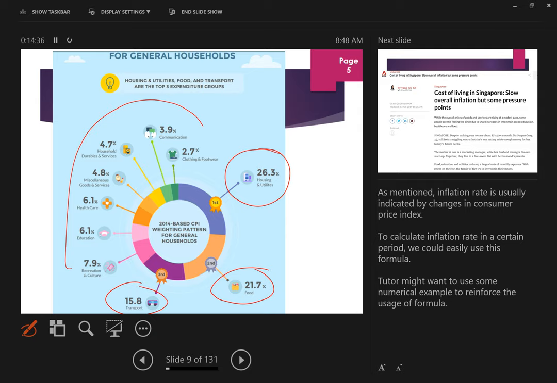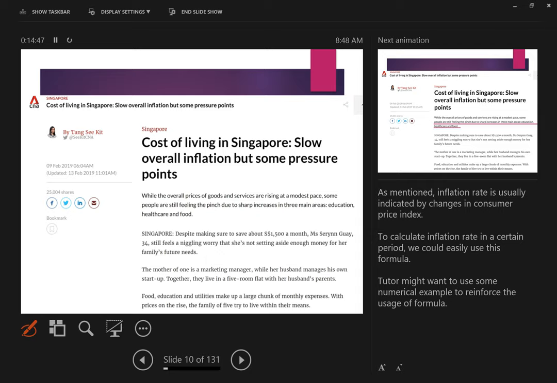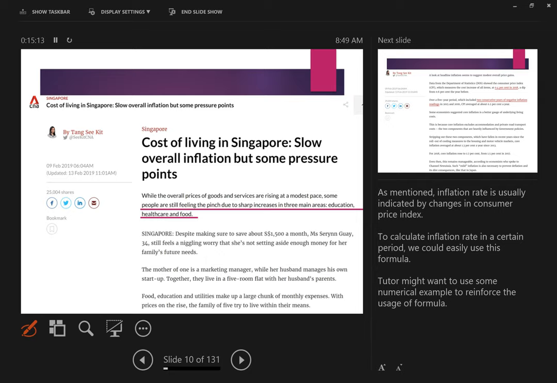And to give you more context about inflation in Singapore, this is a very recent article dated 9th of February, sharing with us about the cost of living in Singapore. So why is it important for us to calculate inflation? Knowing the inflation rate, you can use it to look at the cost of living in a particular country. Some important points to highlight: there is slow overall inflation in Singapore. What we're experiencing is that the general price level is increasing, but at a slower rate.